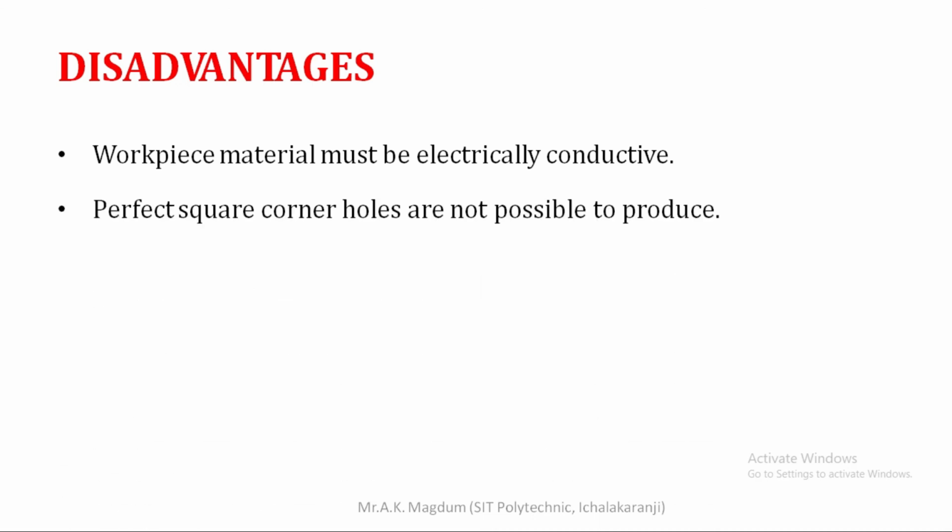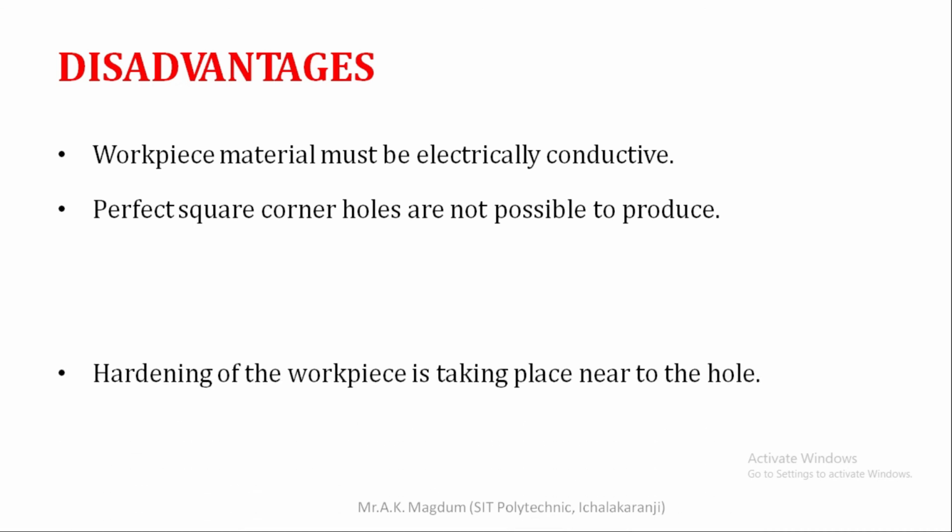Next, second one is that perfect square corner holes are not possible to produce. That is the drawback, because the corner edges come into contact with the workpiece surface first, and due to this contact they wear out quickly, and due to which the corners are not perfectly matched with each other. So that is the drawback.